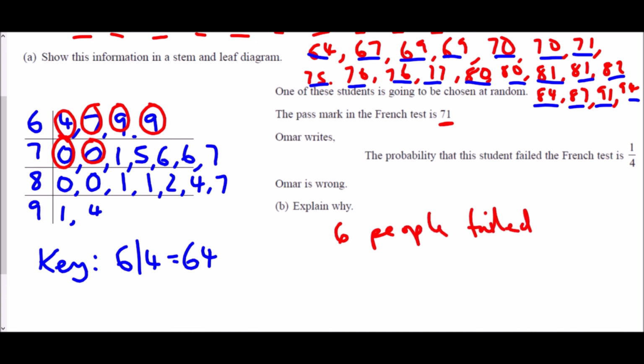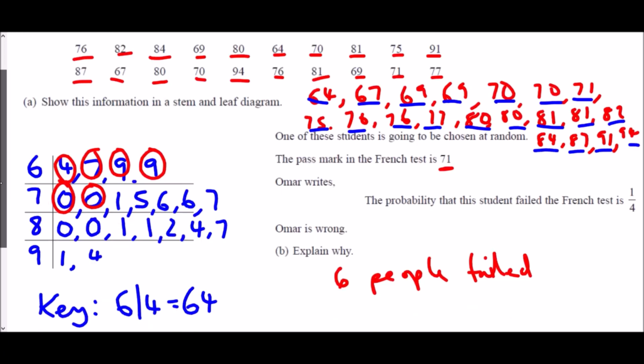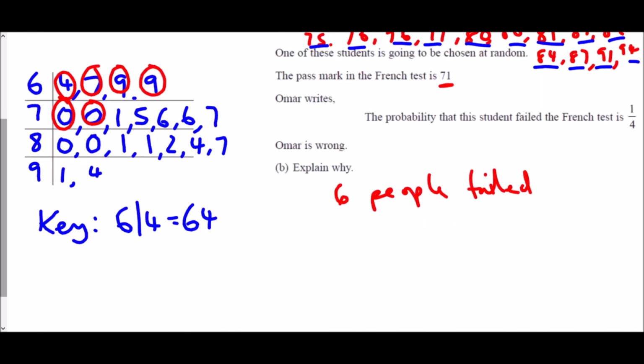How many people were there in total? Well, we were told at the start that there were 20 students, and so 6 people out of 20 failed. And so, is 6/20ths the same as a quarter? Well, 6 out of 20 is 3/10. That is not the same as a quarter. In fact, a quarter would have been 5 out of 20, and so that is the reason he is not correct.